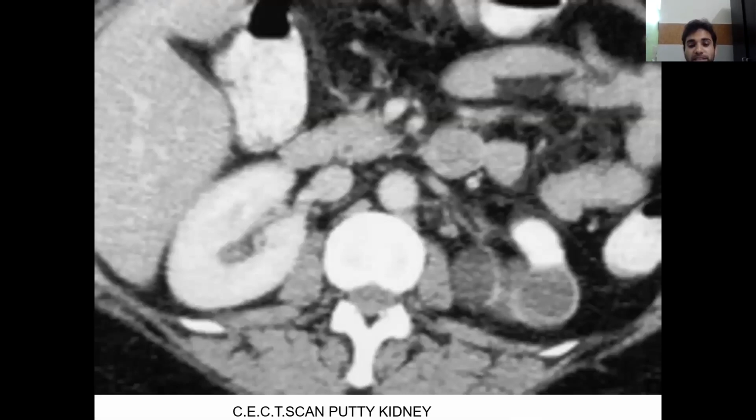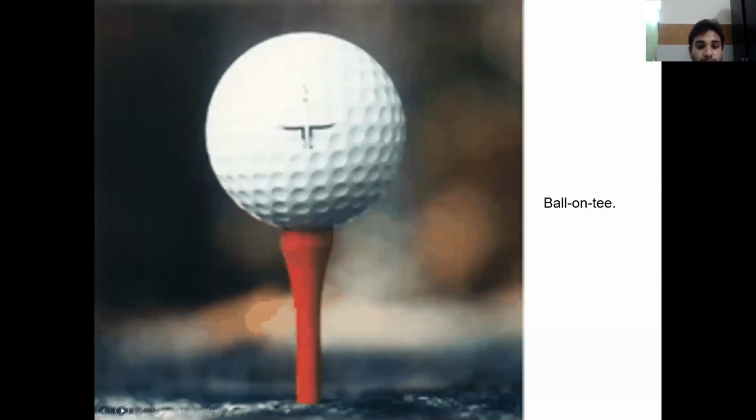This is another case of putty kidney on CT scan. See the left kidney here: amorphous autonephrectomy and putty calcification. And ball on T appearance.